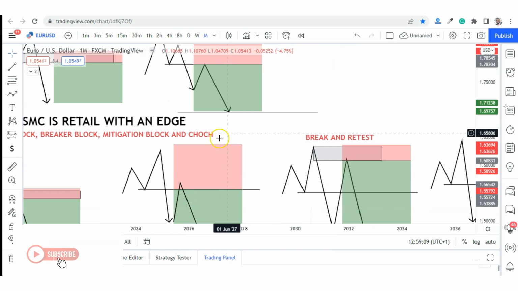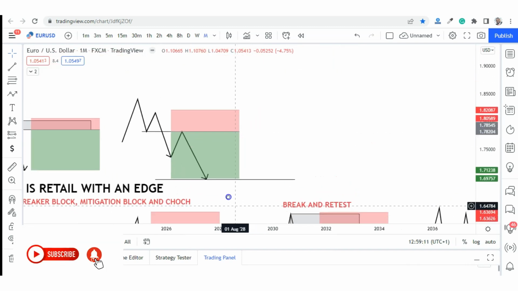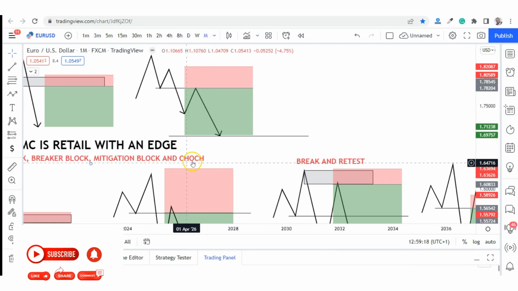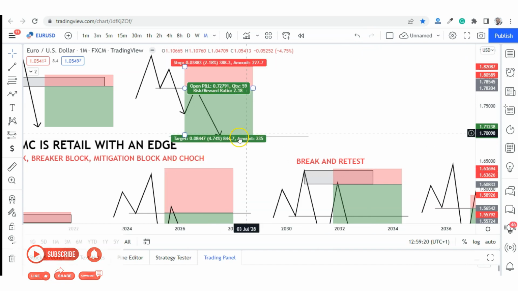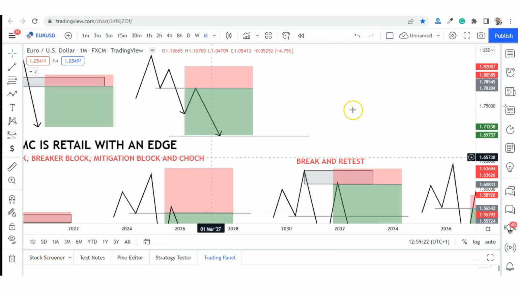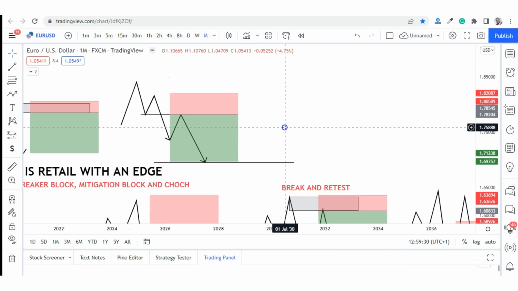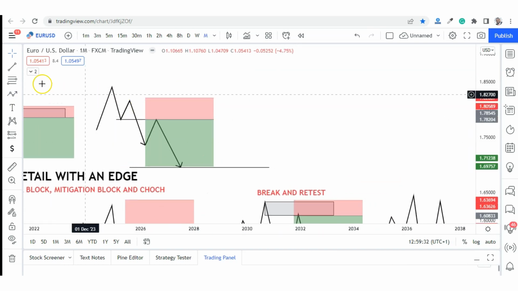Now let's look at the almighty change of character. I did a video on how retail also trade CHoCH. If you can't see, check the card up here. You will see the video, but watch this to the end before you go there, or you can check the description. There's a file layout, and you can pick that video and watch after this. So retail also trade change of character.